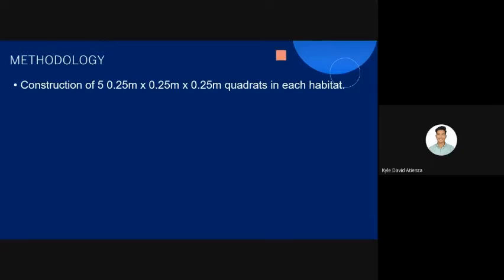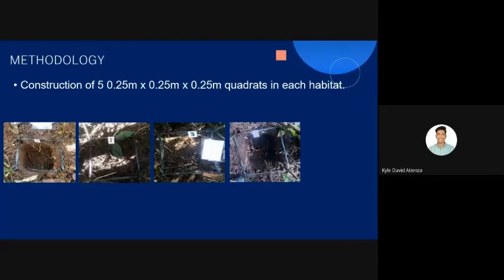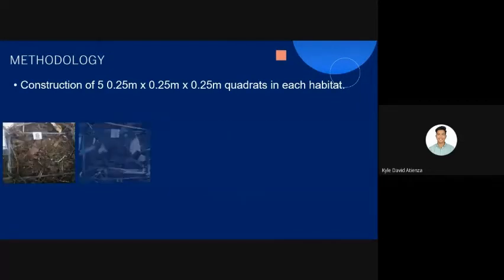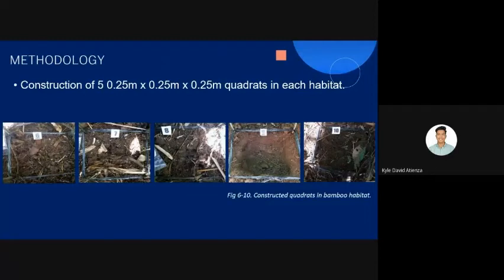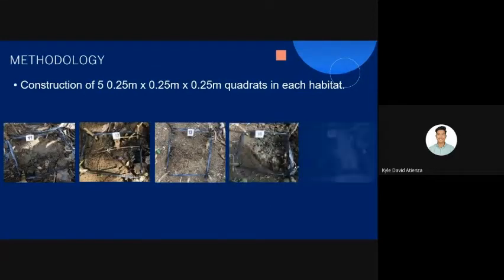The researchers saw to it that necessary permits were secured for the legal conduct of the study and that no worms were unnecessarily harmed and kept after taking the morphometrics. According to Kalu, Coralla, and Kadaka in 2015, the majority of earthworms were found in the top 15 centimeters of the soil. Hence, five 0.25 meter by 0.25 meter by 0.25 meter quadrats in each habitat were constructed. These are the five quadrats in the under the trees habitat, five quadrats in the bamboo habitat, and five quadrats in the near a water source habitat.